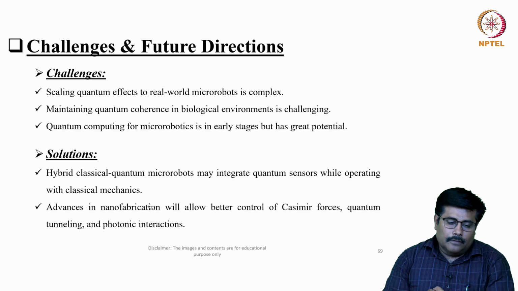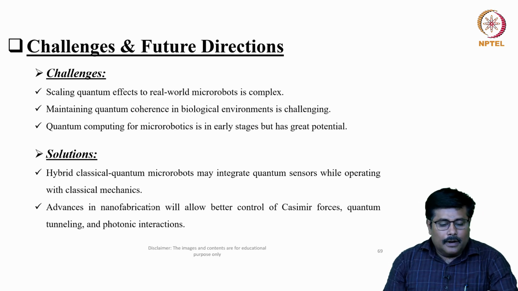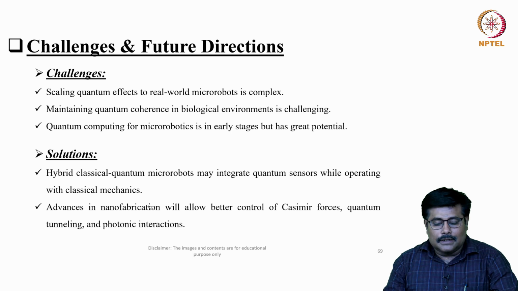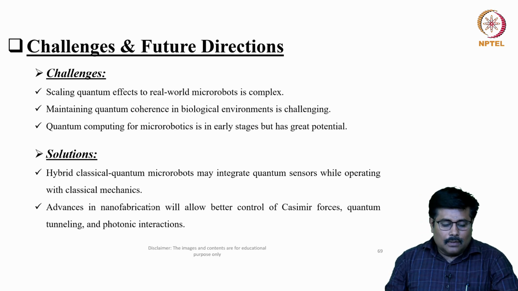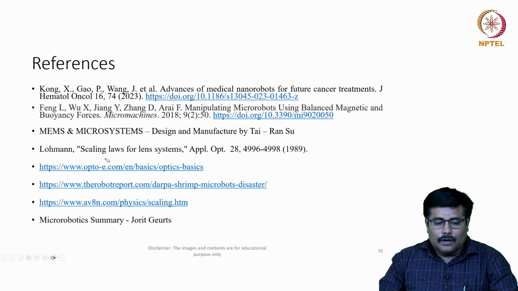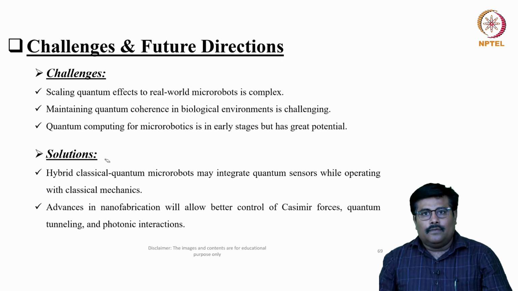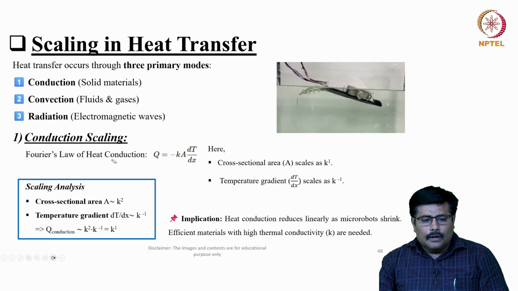Some of the solutions to these challenges are, first, hybrid classical-quantum micro-robots that may integrate a quantum sensor while operating with classical mechanics. Second, advances in nanofabrication will give better control over Casimir forces, quantum tunneling, as well as photonic interactions.